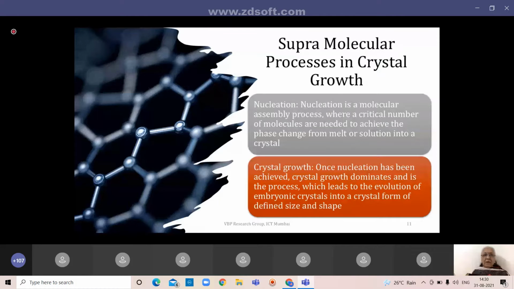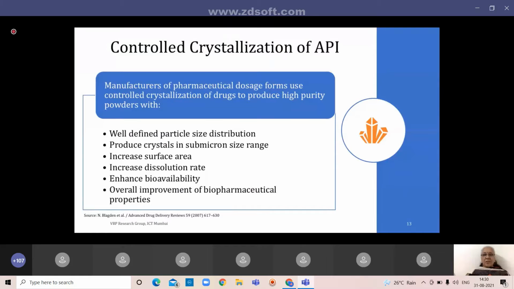So yes, pharmaceutical dosage form manufacturers are using all these techniques of controlled crystallization so as to get the right kind of particle size distribution, to get crystals in submicron size ranges. We all know that as we decrease the size, the surface area increases, and therefore solubility increases, dissolution rate increases, bioavailability increases. So earlier people used to talk about micronization. Now people are talking about nanonization. I don't know, a day may come when we are talking about piconization also. Already it is happening, right?